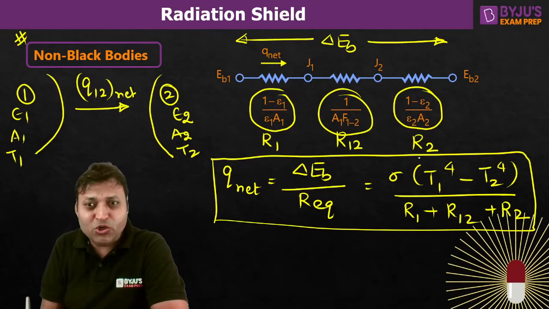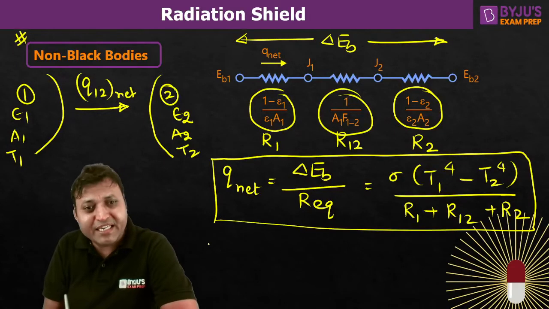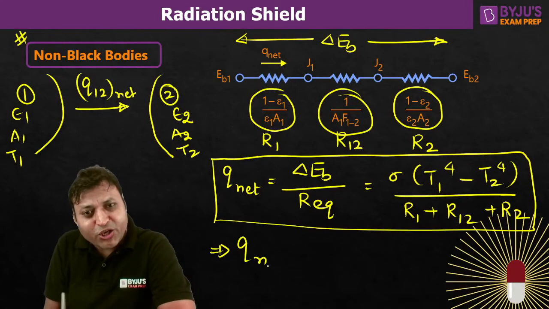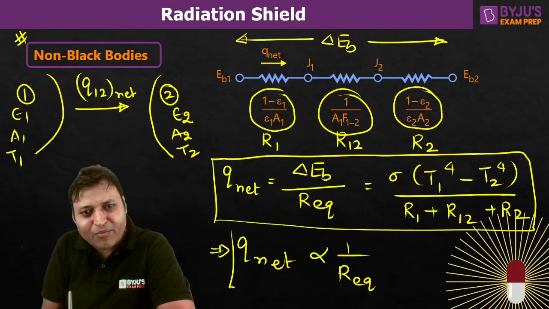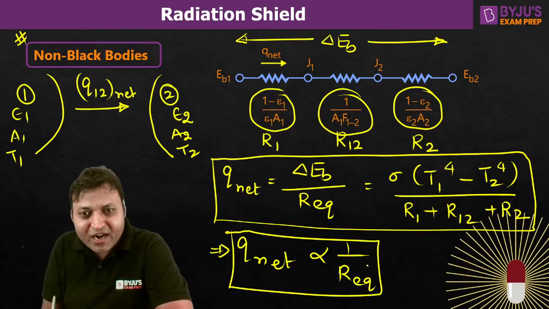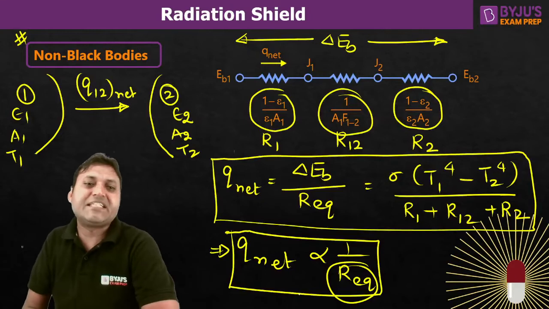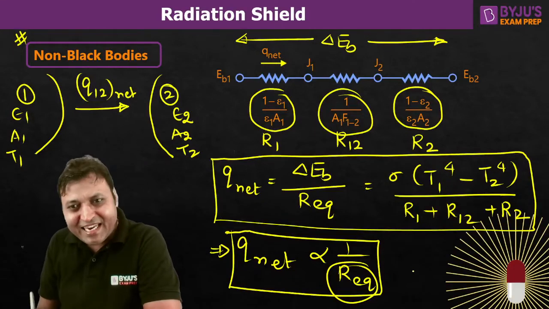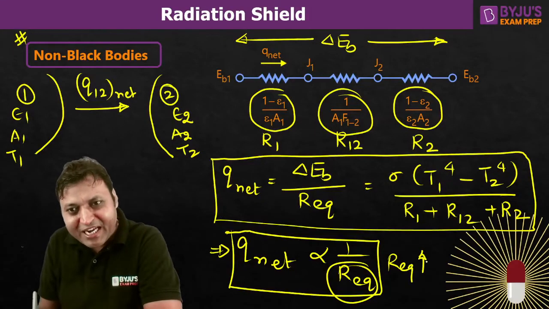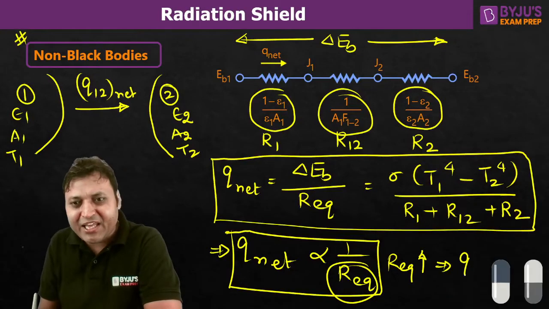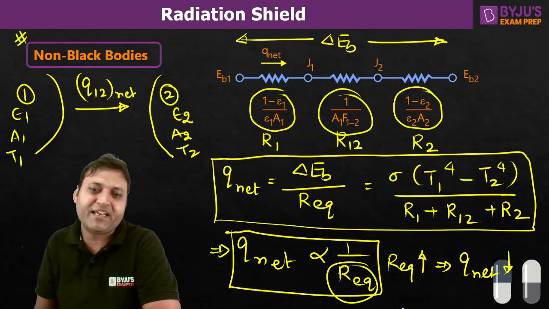Now, if there is no change in temperature T1 and no change in temperature T2, we can say Q net is inversely proportional to equivalent thermal resistance. And that is where the concept of radiation shield comes into the picture. When we increase the equivalent resistance by introducing a radiation shield, then Q net will definitely decrease.